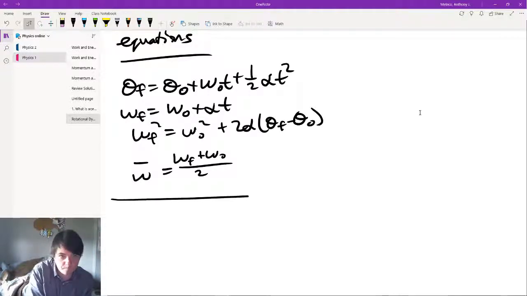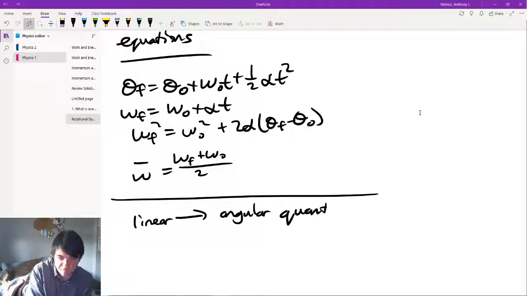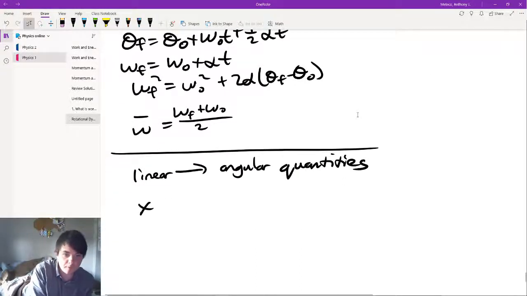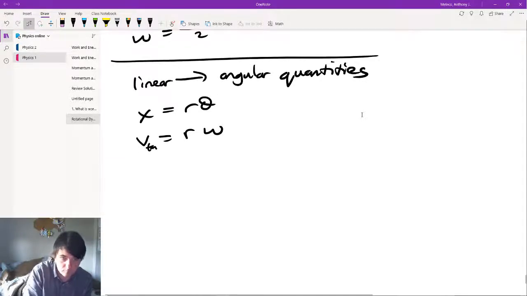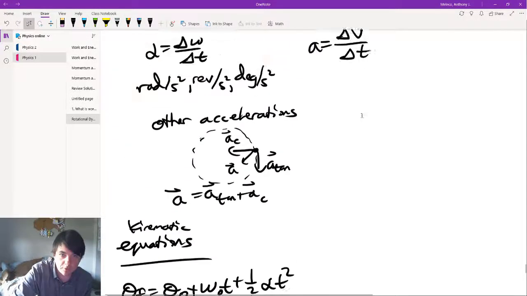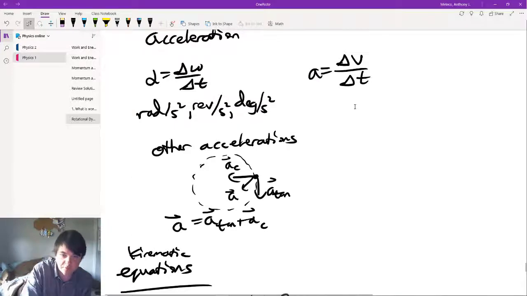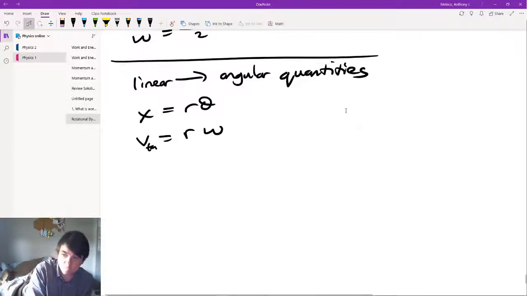Okay. Then we had linear to angular quantities. X equals r theta, v equals r omega. This was tangent. I never said that before, but the linear cases are usually the tangent cases. Like, for example, your acceleration is in this direction, so is your velocity. It's tangent to the circle. Not a big deal, really.